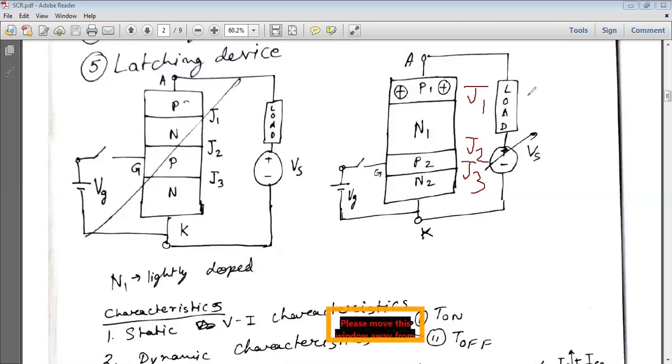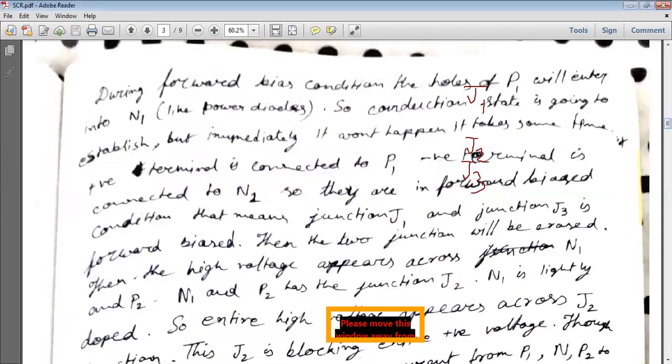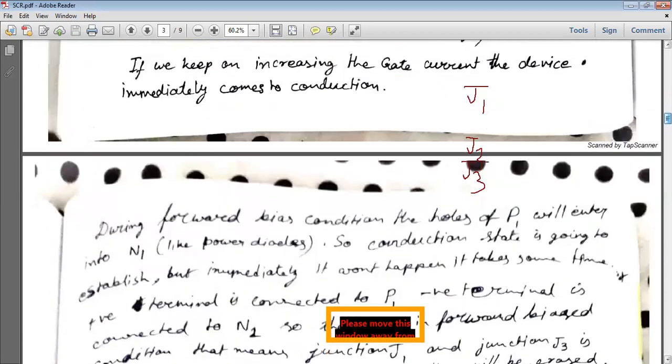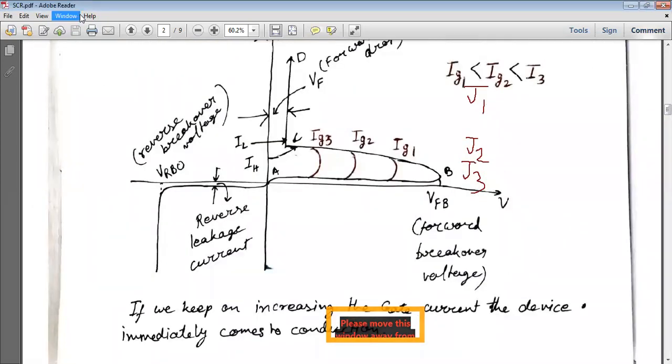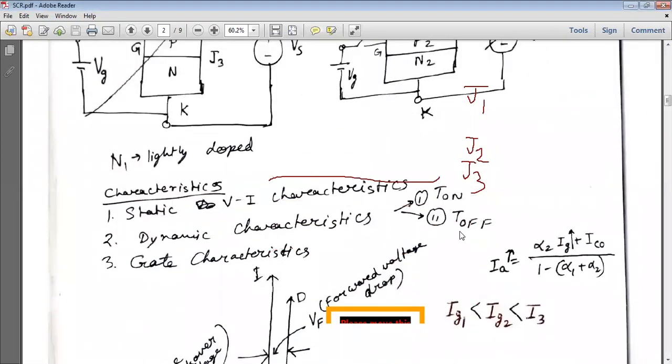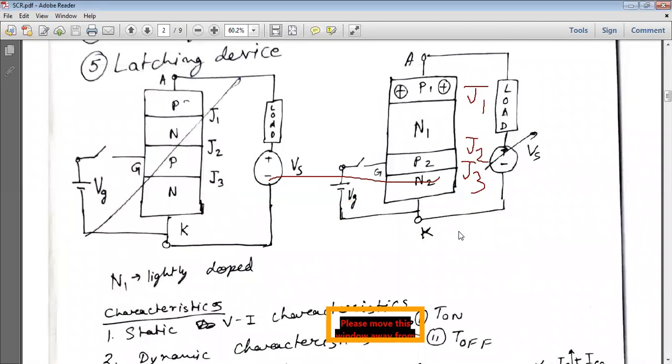That leakage current is what we have discussed. So from A to B, this current is the leakage current. This is our forward blocking state.